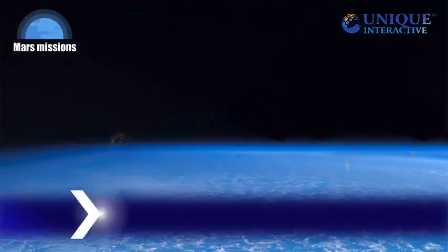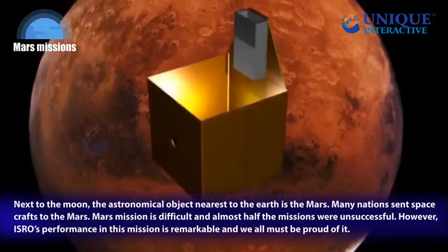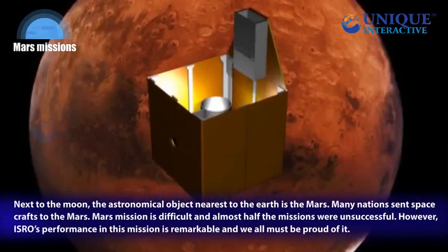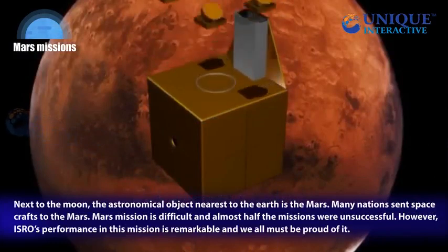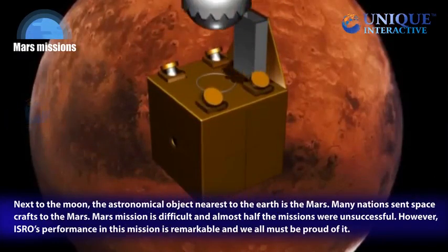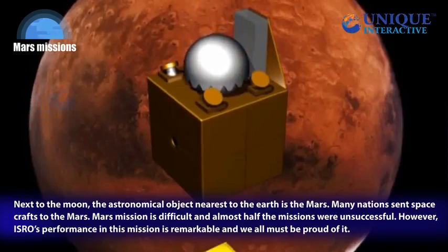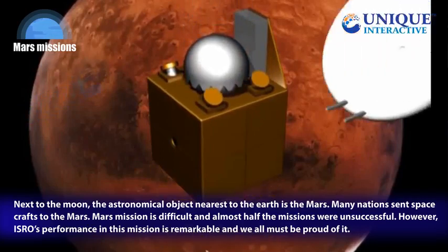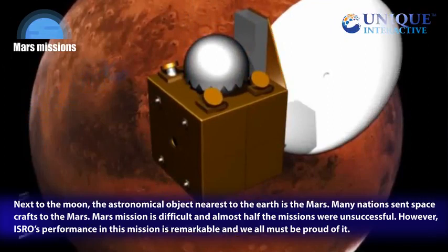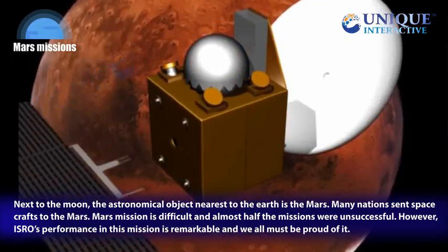Mars mission. Next to the moon, the astronomical object nearest to the Earth is Mars. Many nations send spacecrafts to Mars. Mars missions are difficult and almost half the missions were unsuccessful. However, ISRO's performance in these missions is remarkable and we all must be proud of it.